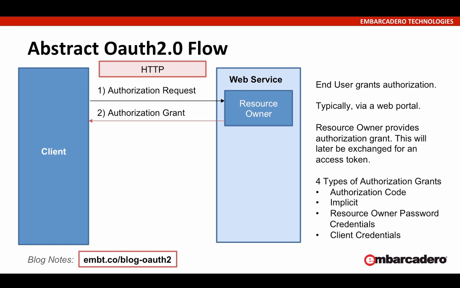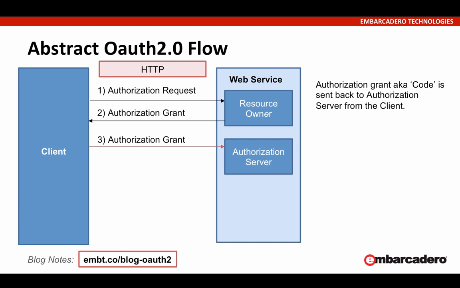implementations out in the wild are going to be using the authorization code type of authorization grant. The authorization code will later be exchanged for the access token. So let's see what that looks like next. After the client receives the authorization grant, the client then just turns right around and sends the authorization grant with other supplemental information, which will be shown in the demo, back to the authorization server for validation.